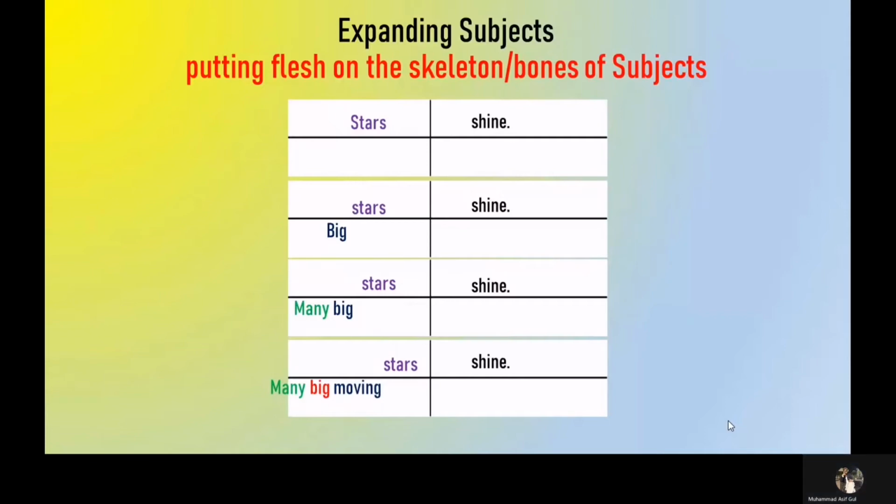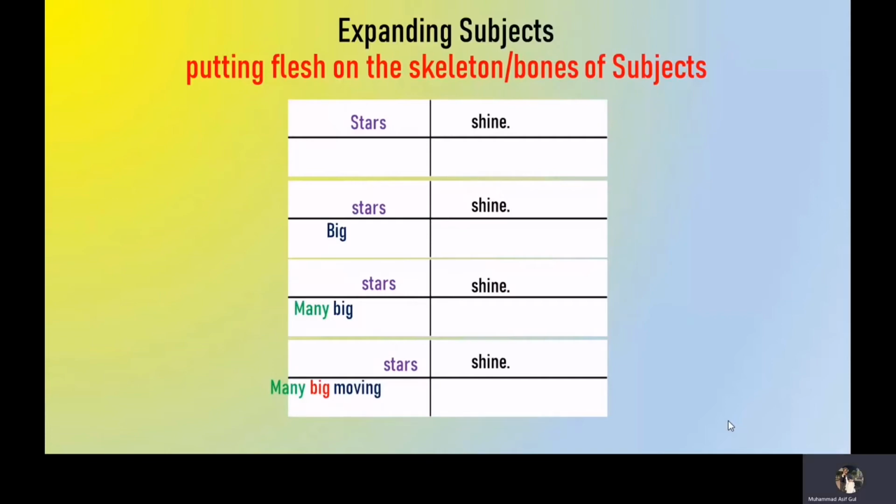We can further expand it by adding another word before big. For example, many big stars. So we have further expanded the subject. It can further be expanded. As we can see in the last sentence, we have expanded it to many big moving stars.